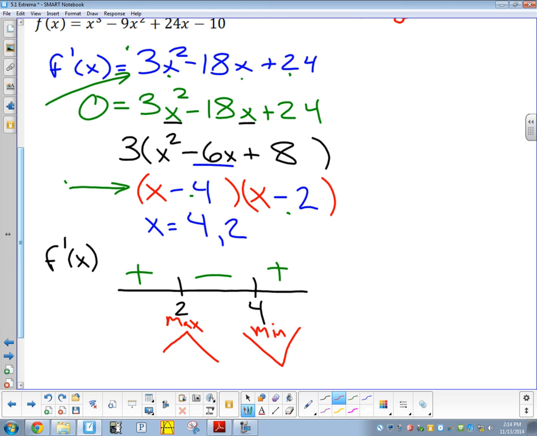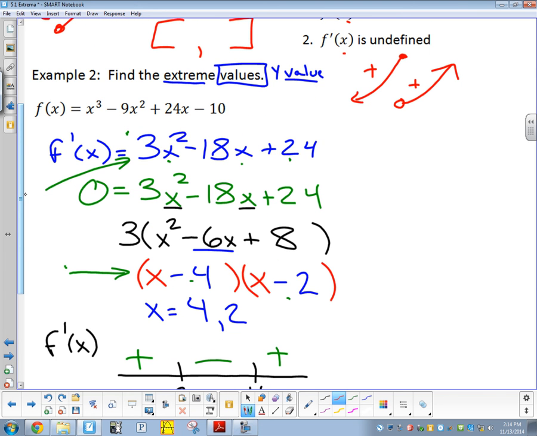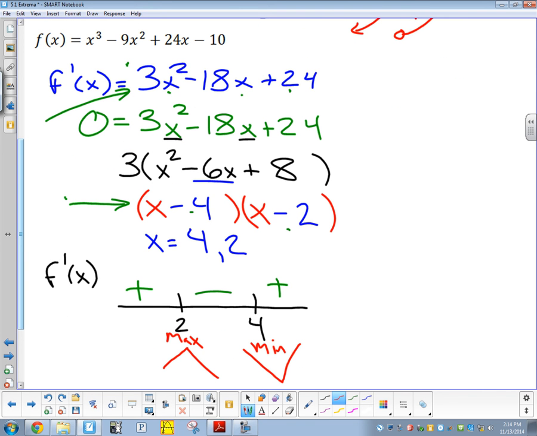Okay? The question though was, what were the values? How high did the ball go, or how low did the ball go? What could I do to determine how high or how low the ball went? Plug 2 and 4 in. Where am I going to plug those in? F prime or F? F, because F is going to tell me height. F prime tells me slope. I want to know the actual values. I'm going to plug into F.